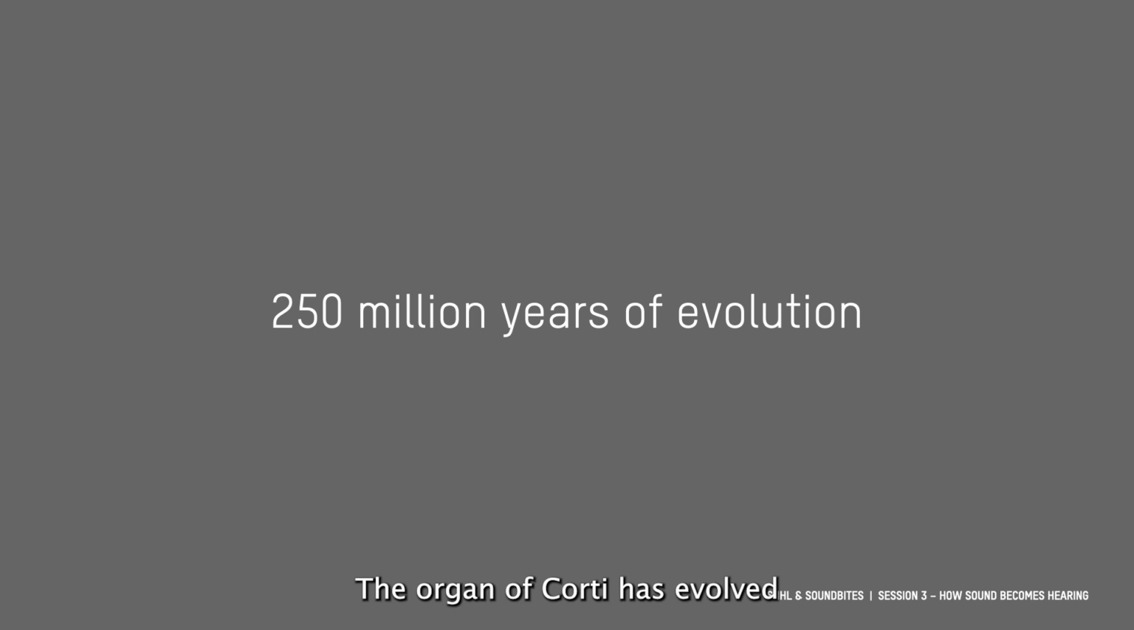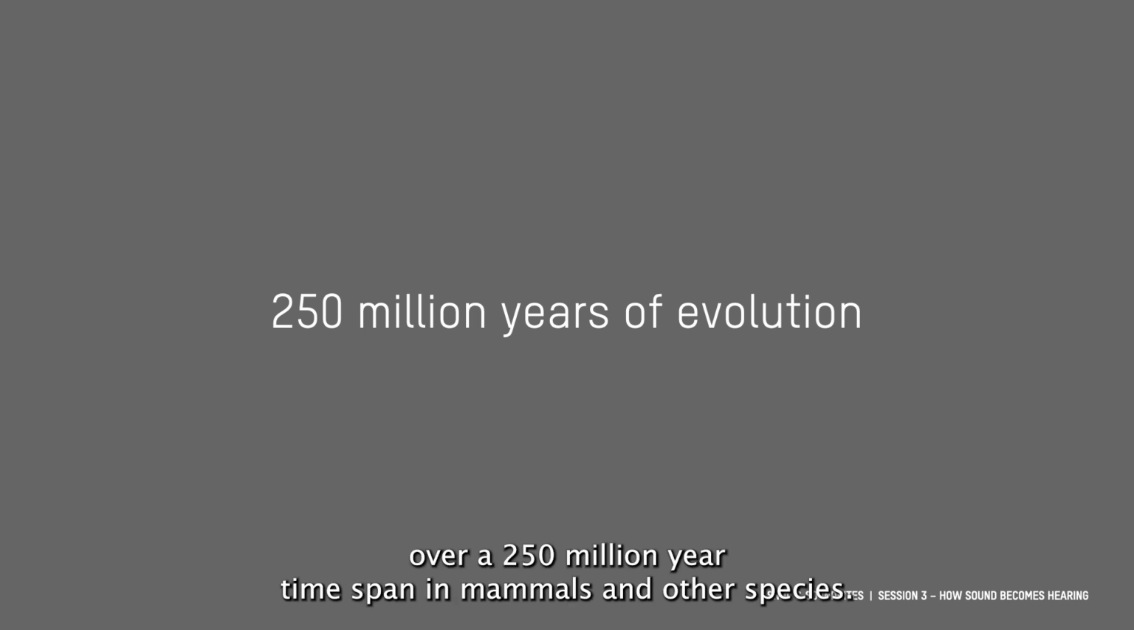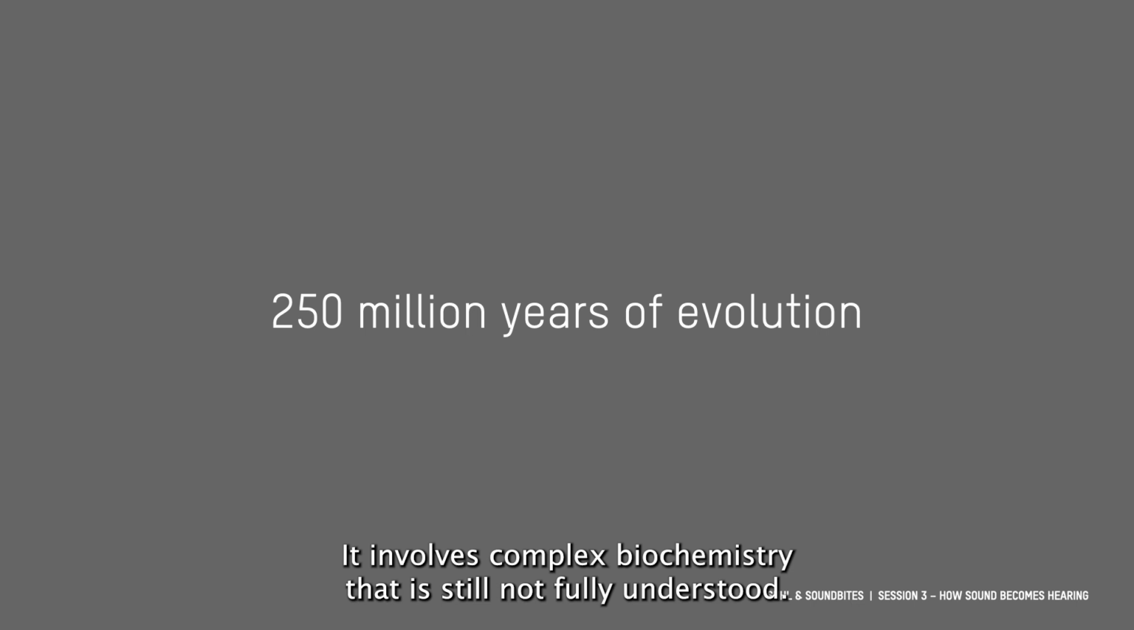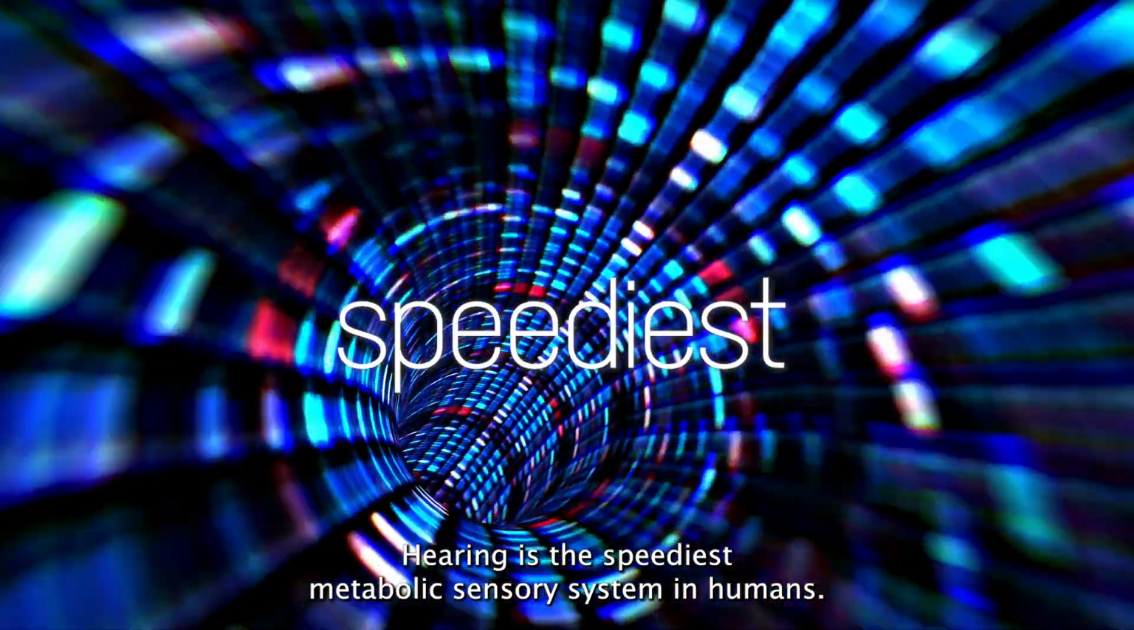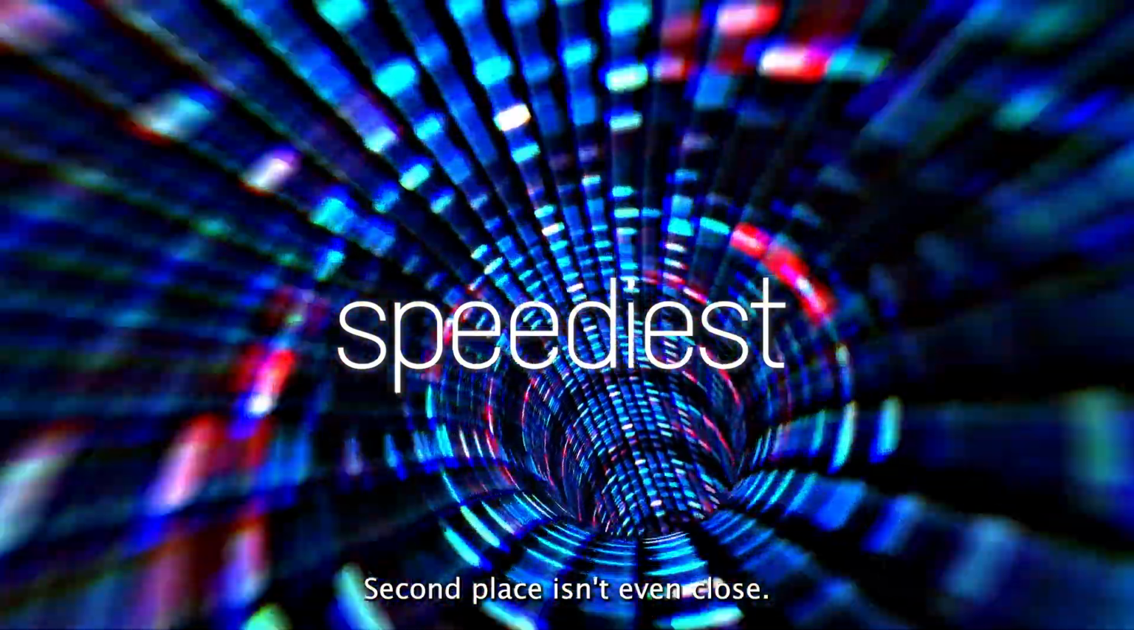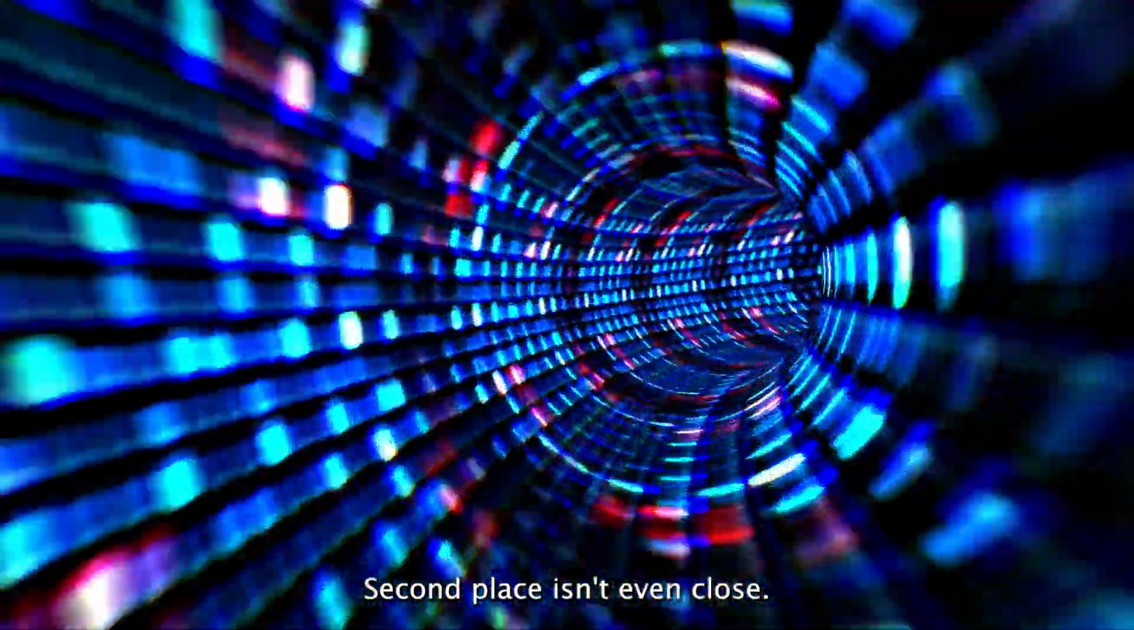The organ of Corti has evolved over a 250 million year time span in mammals and other species. It involves complex biochemistry that is still not fully understood. The organ of Corti is an exquisitely sensitive metabolic sensory system. Hearing is the speediest metabolic sensory system in humans. Second place isn't even close.